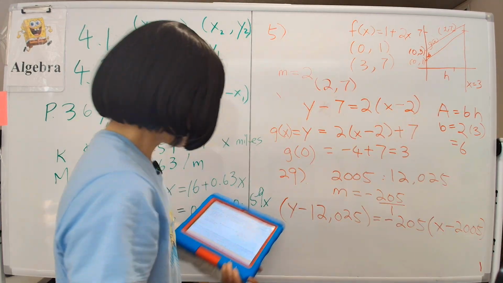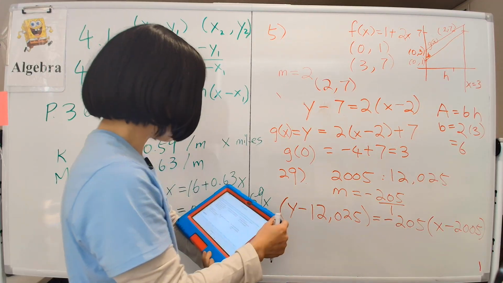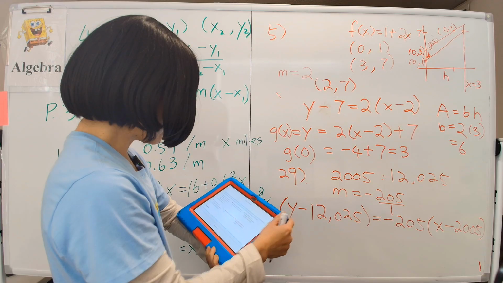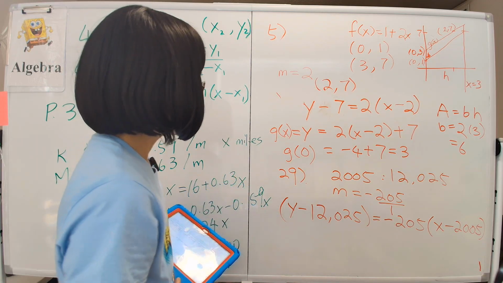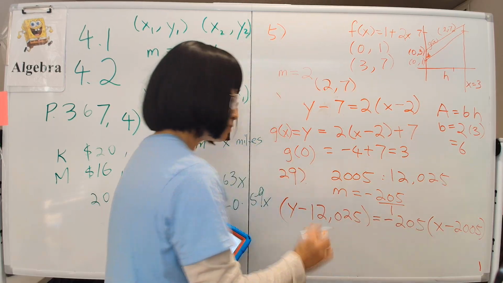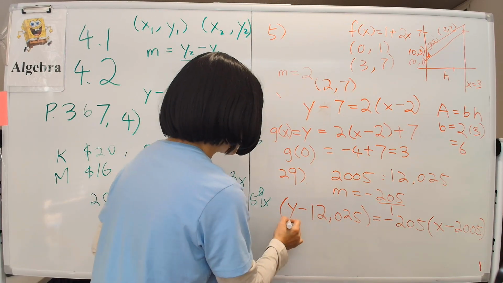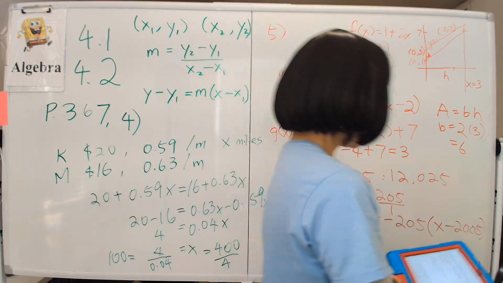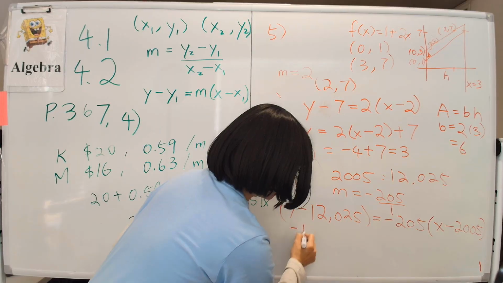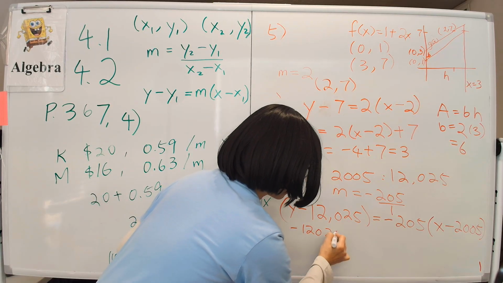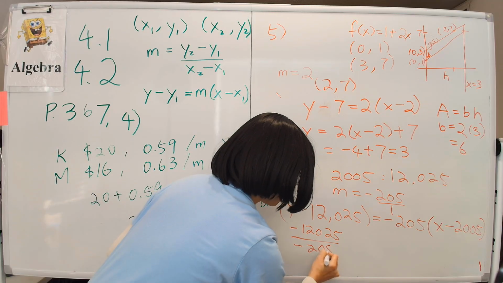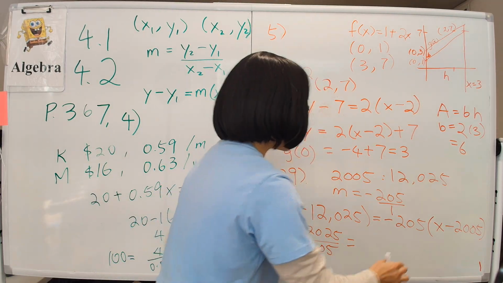Okay, and what do we want? We want y to be 0. When will the output reach 0? What's the output? It is the number of people. So we need this number equal to 0 to calculate x. So set y equal to 0 in this equation, and we'll solve this. We will have minus 12025 divided by this number here, which is minus 205. That will give us the x value right here.